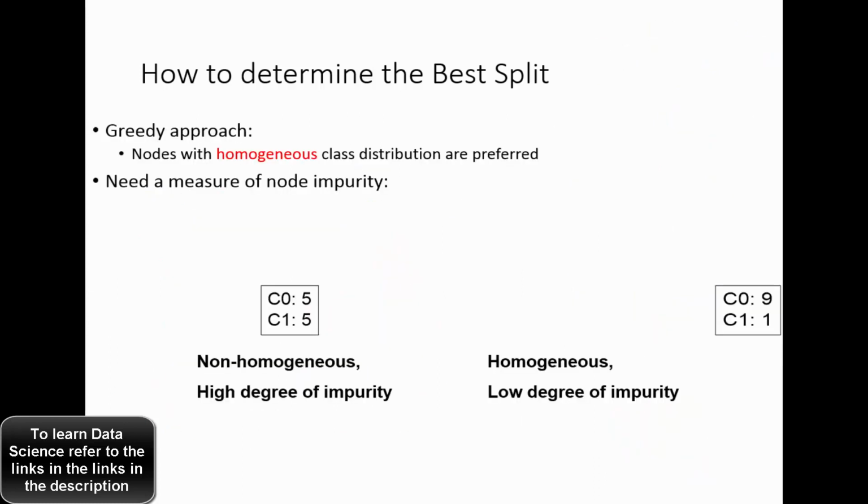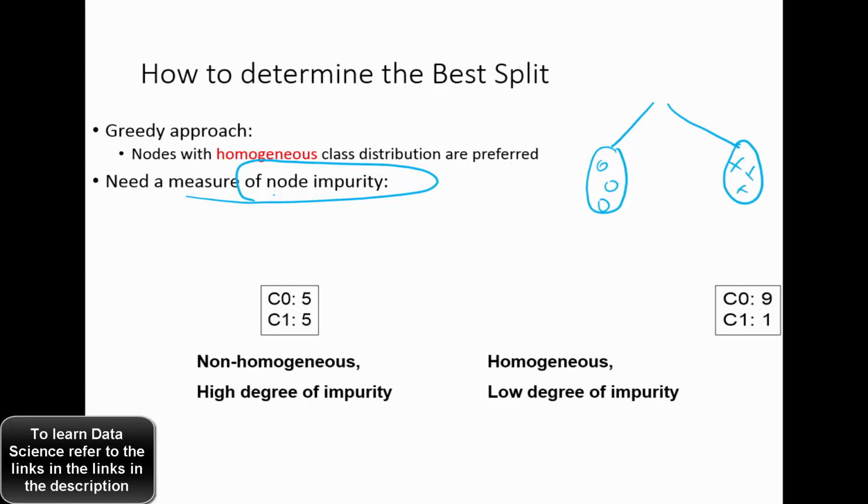How to determine the best split? The idea is that nodes with homogeneous class distribution are preferred. So all we need is a measure of node impurity. There should be maximum distance between different nodes and minimum distance within the node. So within the node there should be minimum distance, whereas between nodes there should be maximum distance. So we need to compute the node impurity to be able to find that.